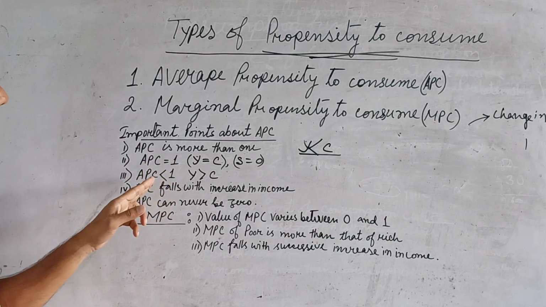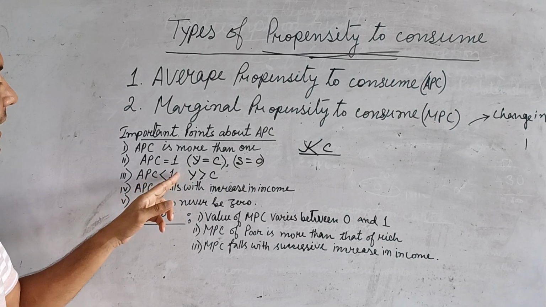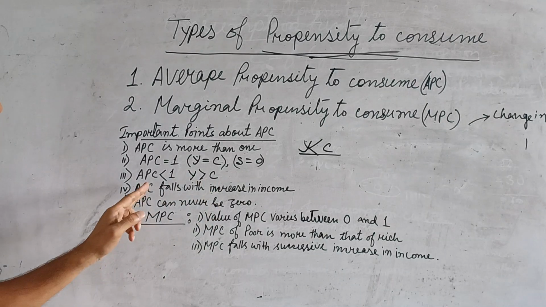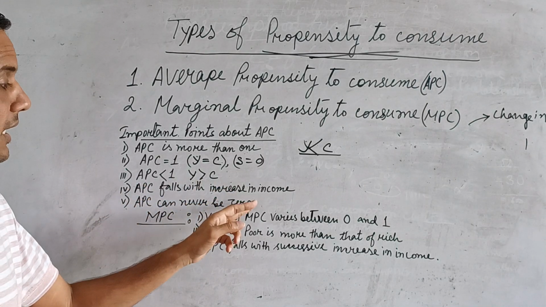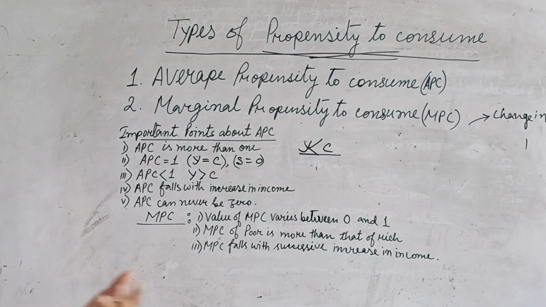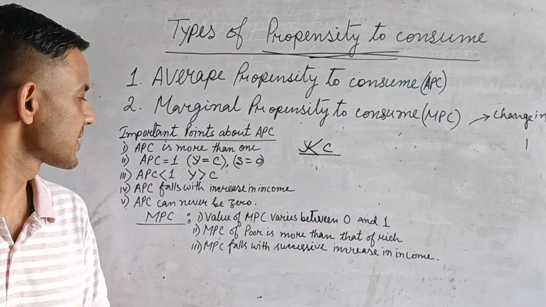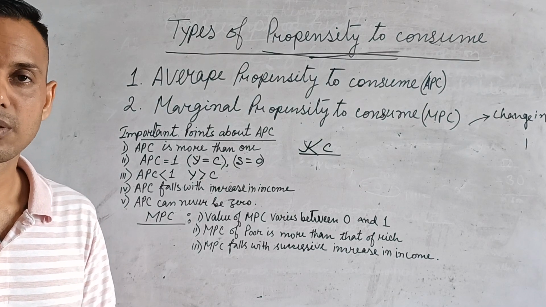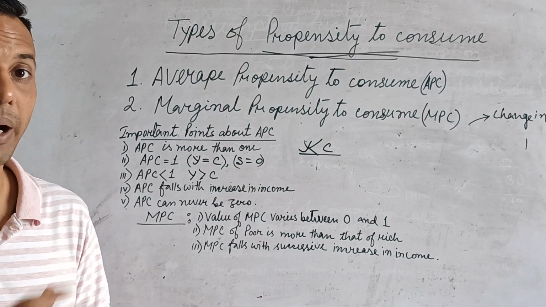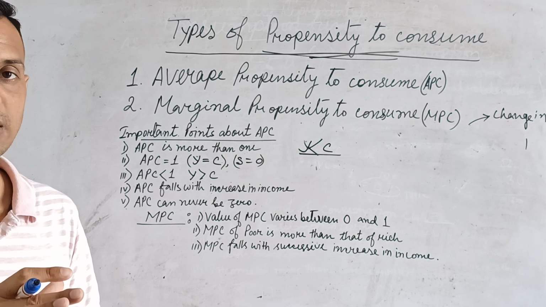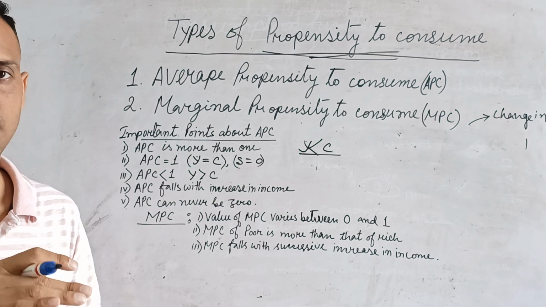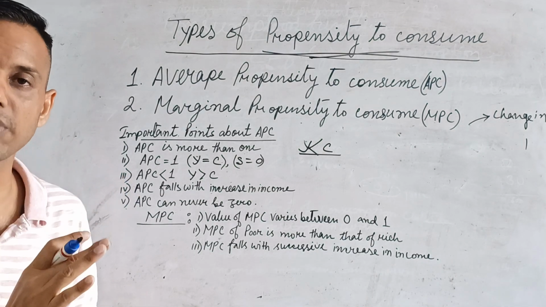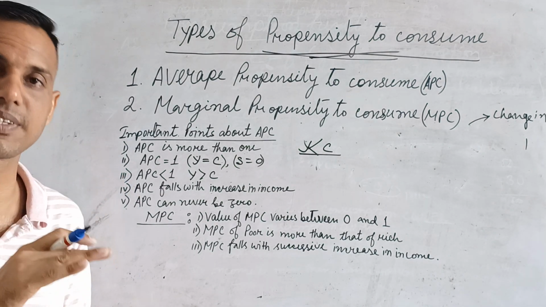Okay? APC is less than 1 when income is more than consumption. APC falls with an increase in income. Yes, when income increases, consumption increases, but not in the same proportion. It is less than income, because you have a tendency to save your money. So when income increases, obviously consumption increases, but less than income.